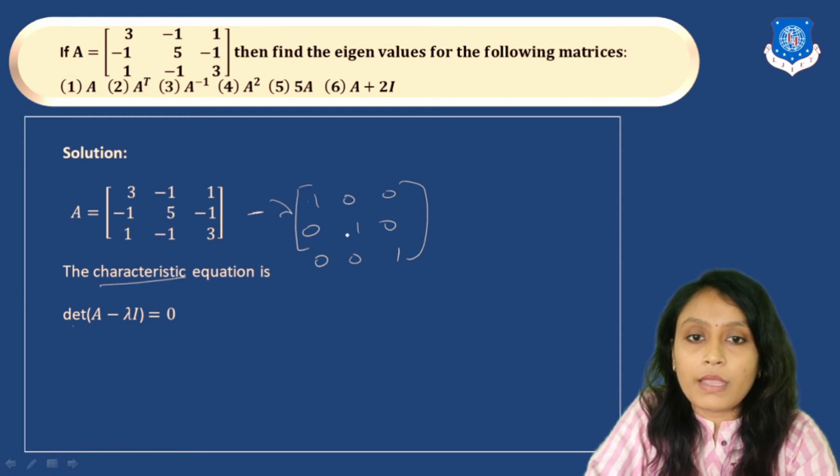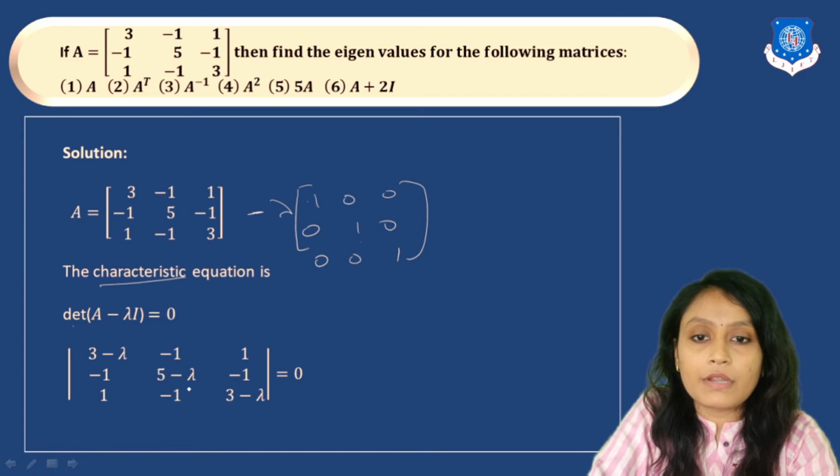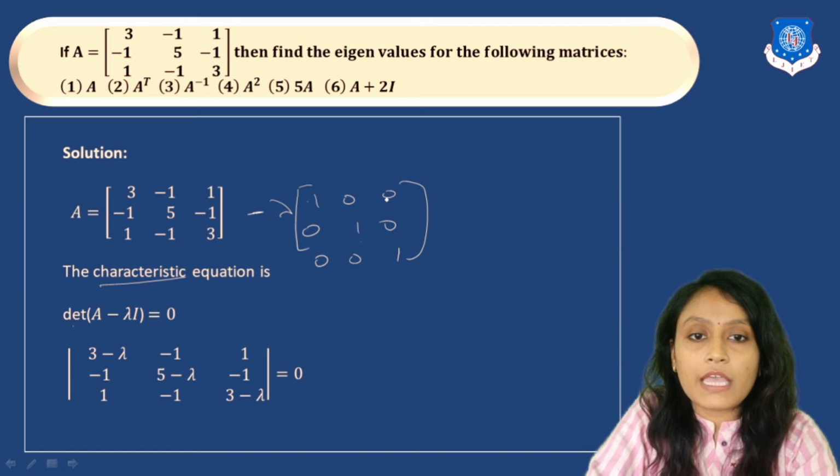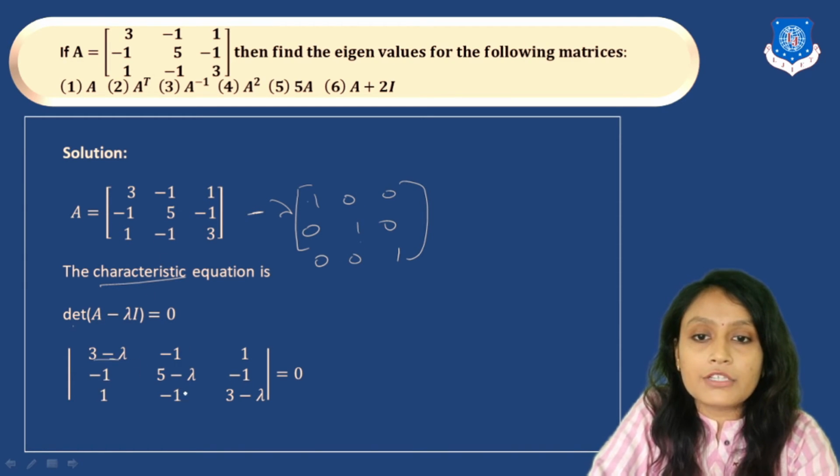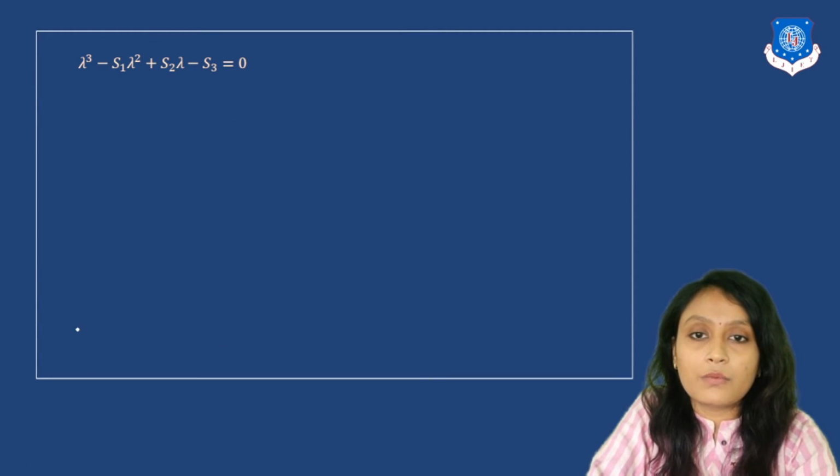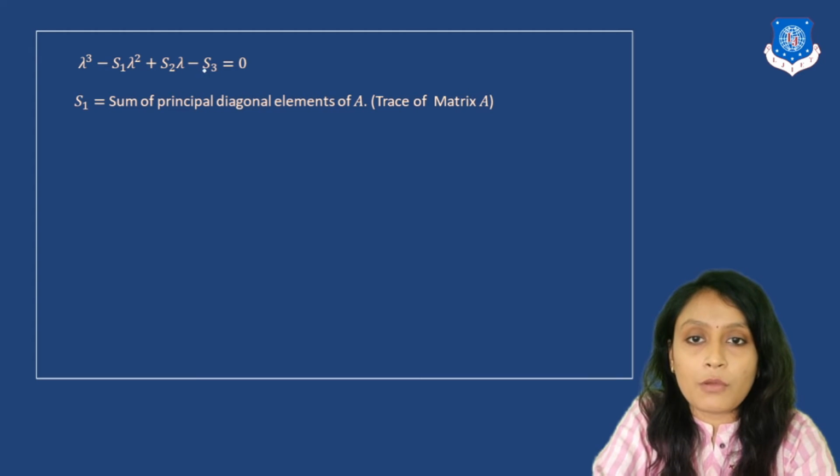Here we have minus lambda, and then we subtract. So you will get here 3 minus lambda, 5 minus lambda and 3 minus lambda. All other elements will remain the same, only the diagonal changes. Now we will write the characteristic equation directly using this formula, that is lambda cube minus s1 lambda square plus s2 lambda minus s3 is equal to 0, where s1 is the sum of principal diagonal elements of A.